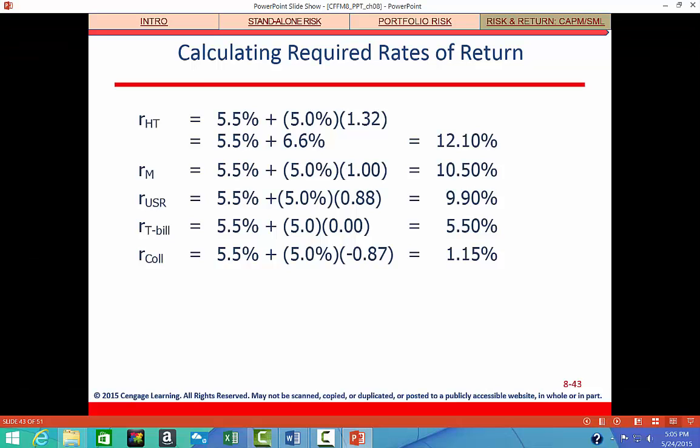And so for each of those companies that we had in investments, we have calculated the required rates of return based on their betas. So this isn't the same as their expected return. So we should get different numbers here except for the Treasury bill rate. So the required return for high tech is 12.1. And then you can see what each of the other required returns are.